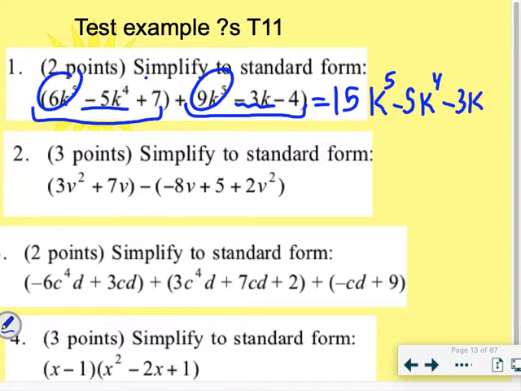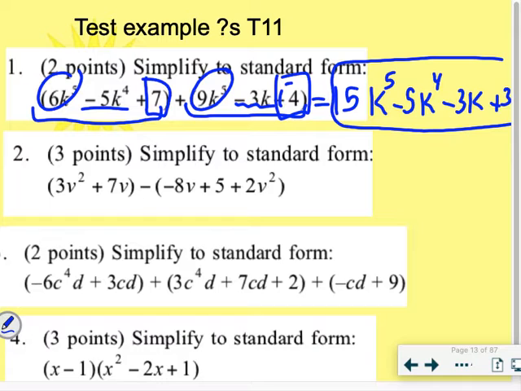And then lastly, we're going to combine the constants. And don't forget to include the negative with that 4. So it's 7 and negative 4, which is a positive 3. And don't forget, all of your terms then in the end should have plus or minus signs between them.